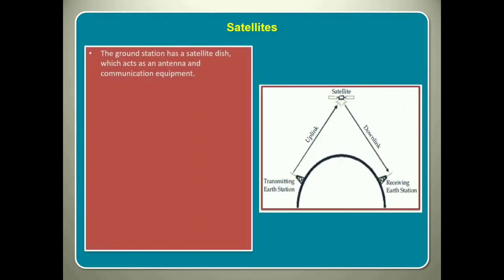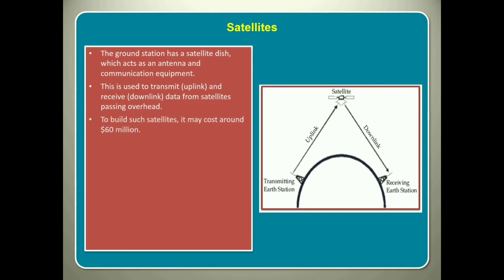The ground station has a satellite dish which acts as an antenna and communication equipment. This is used to transmit, called uplink, and receive, called downlink, data from satellites passing overhead. To build such satellites, it may cost around $60 million.